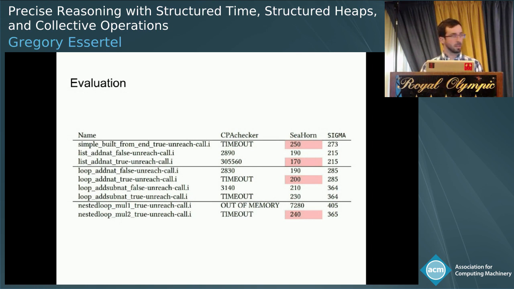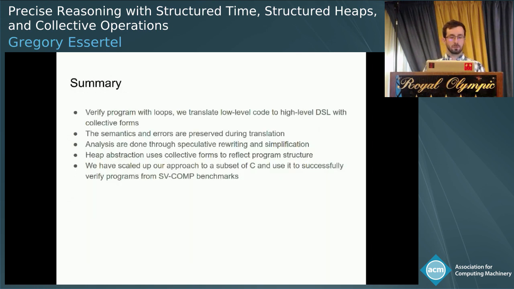So to summarize, we are verifying programs with loops and dynamic allocation by translating a low-level imperative language into a functional language by a semantic-preserving transformation, and we are applying rewriting in order to simplify the program. Thank you.